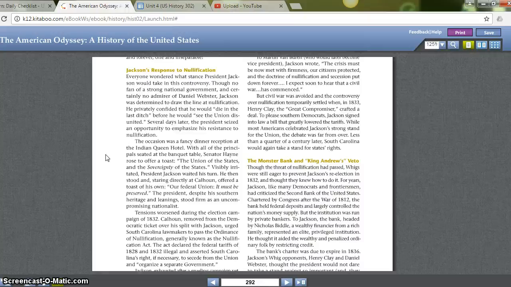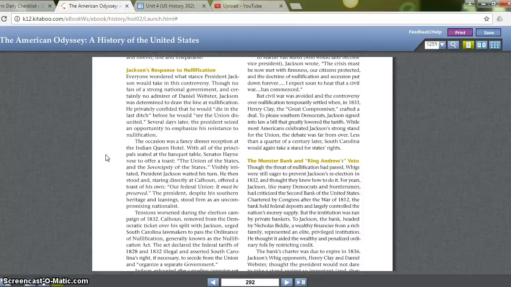Visibly irritated, President Jackson waited his turn. He then stood and, staring directly at Calhoun, offered a toast of his own. "Our federal union, it must be preserved." The president, despite his Southern heritage and leanings, stood firm as an uncompromising nationalist.